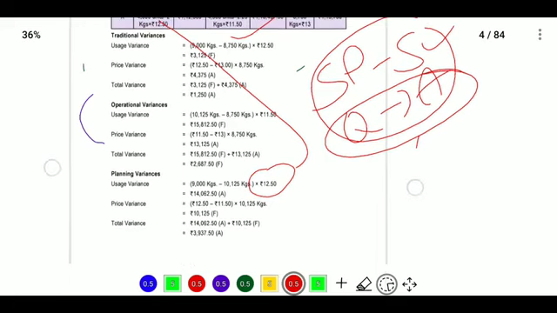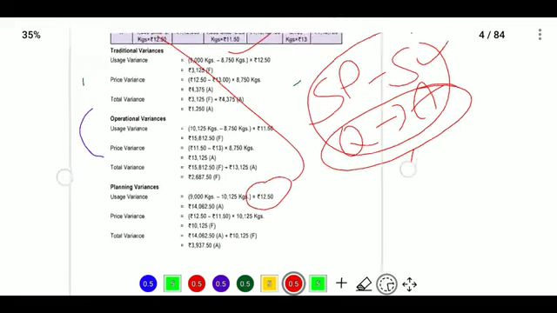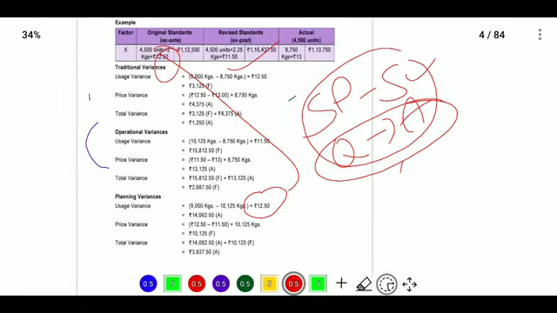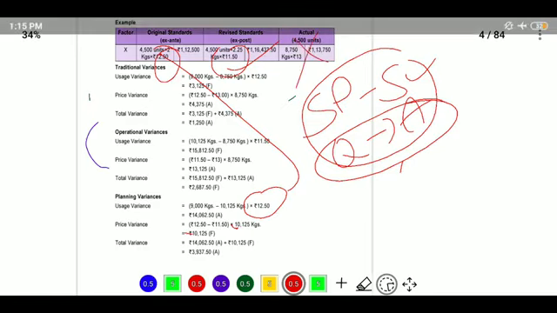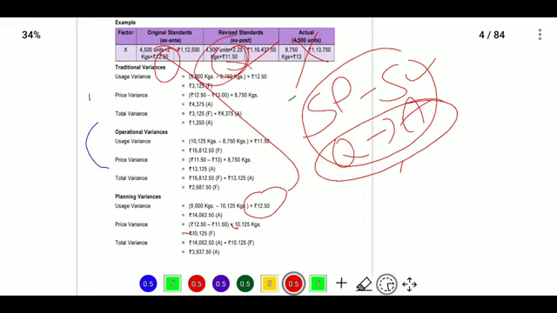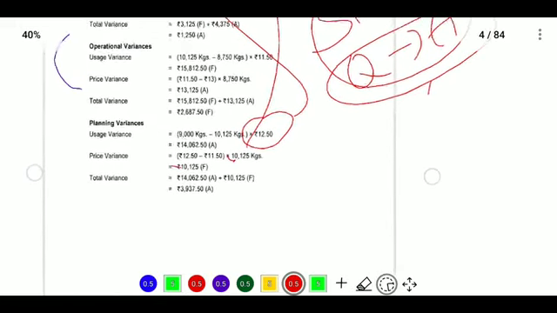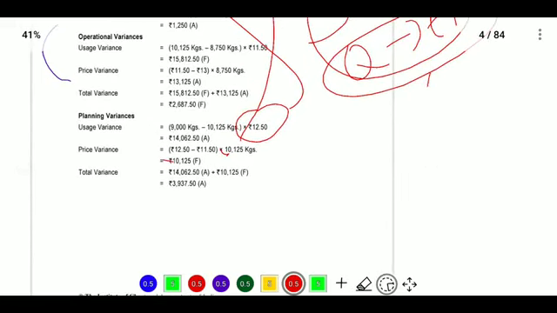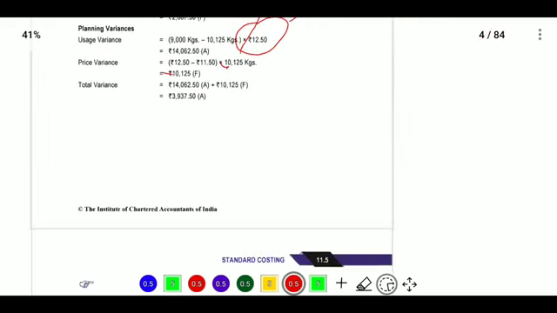Next, price variance means what? We will take the price difference. Price difference means 12.5 minus 11.5, into quantity. Which quantity? We always take the quantity, but we are not seeing the actual quantity here, we are seeing both plannings. So for that, the revised planning has the latest quantity, the revised quantity. So 10,125 we will take. So now we will get the price variance. Total variance will be one favorable, one adverse. This is the case.